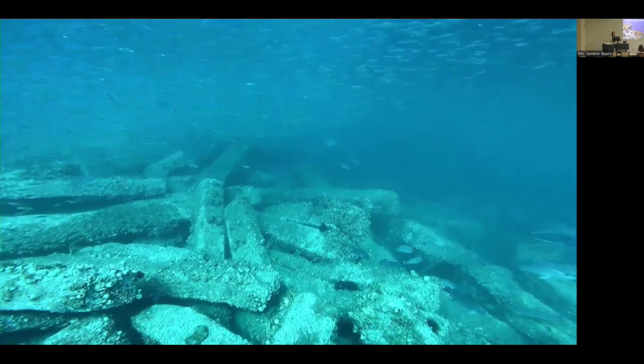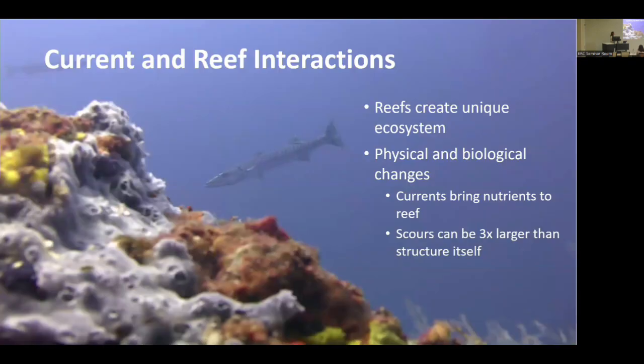So we're interested in currents. These reef areas combined with these currents create a unique ecosystem. It creates physical and biological changes as these currents bring nutrients to the reef area. Scouring also occurs as a result of these currents and can be observed to be 3 times larger than the structure itself.